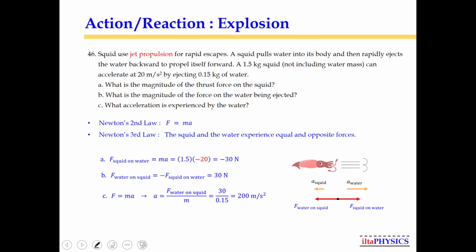Now, the acceleration of the water is the applied force divided by the mass of the water, which results in an acceleration of 200 meters per second squared. We can see that the water is being pushed away with a very high acceleration. Today, we solved some fundamental problems regarding the law of action and reaction. The calculations themselves aren't difficult, but it's important to accurately understand the physical meaning and the relationship between the agent and the object.